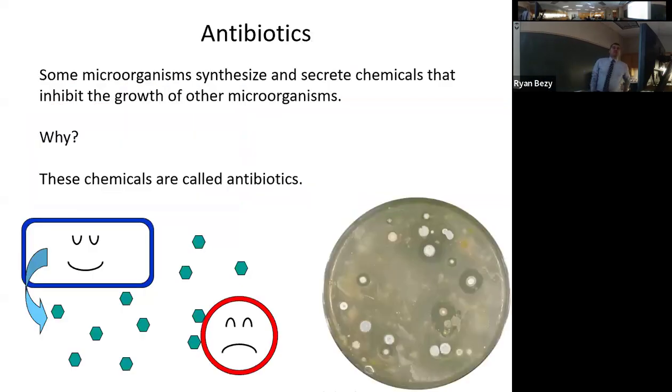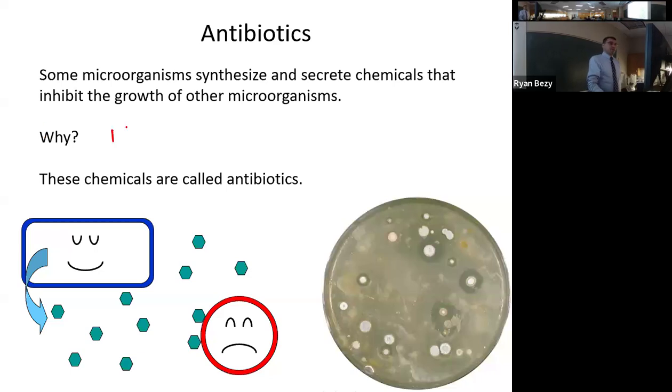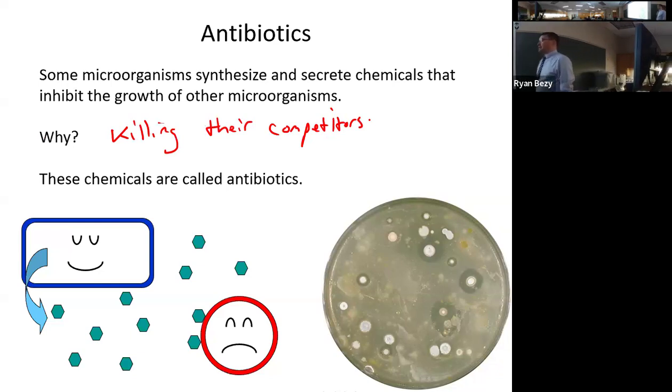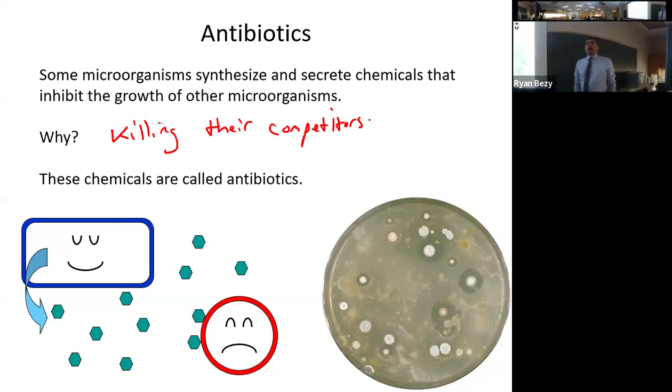Some microorganisms will synthesize and secrete chemicals that then inhibit the growth of other microorganisms. So I might have this guy making something like an antibiotic, and it is inhibiting growth of this other species of bacteria. Why would they do this? Yep, they are killing their competitors. The idea here is that they make these chemicals to kill off their competition, and then they are more successful.